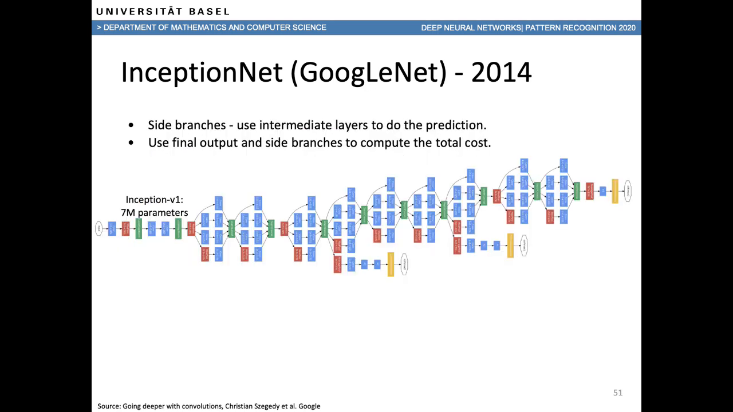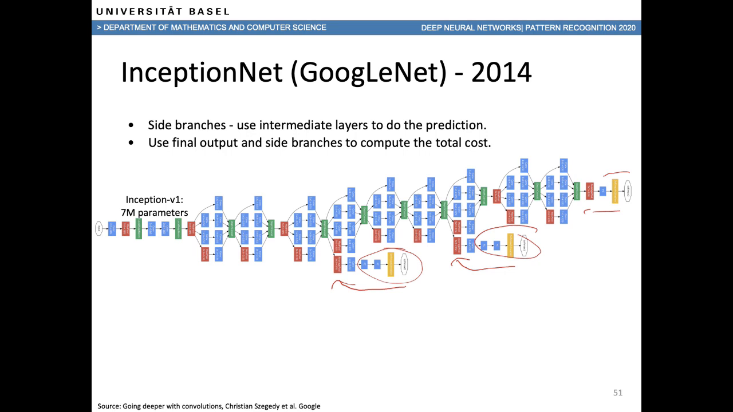Here we then have an overview of the full network with a lot of these inception modules all over. We also see that beside having these inception modules, they also have some side branches going out here, and then we have the output of the network up here. These side branches are just used as intermediate layers to also do prediction and to help compute the total cost. So you would also be able to backpropagate from these side branches and avoid some kind of vanishing gradient.